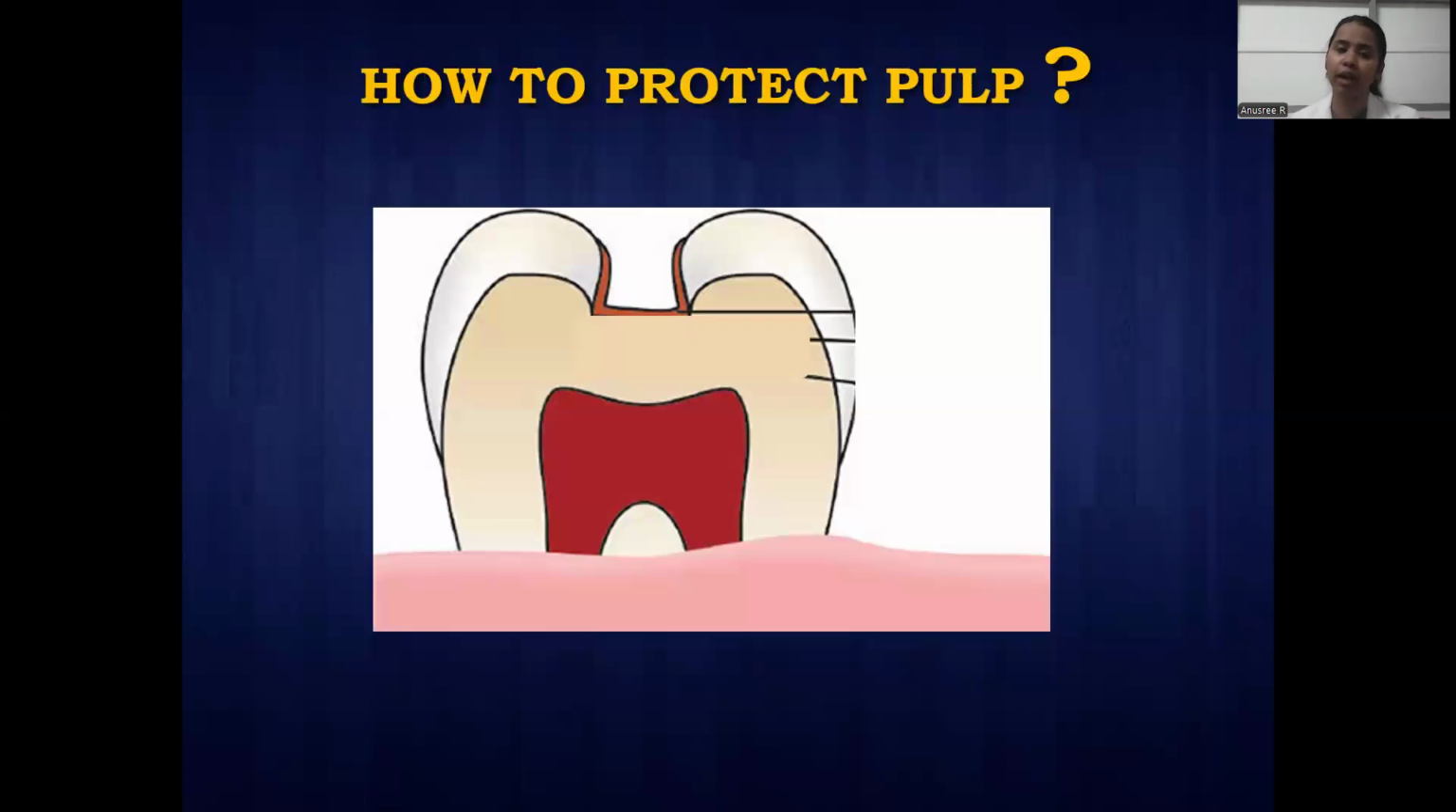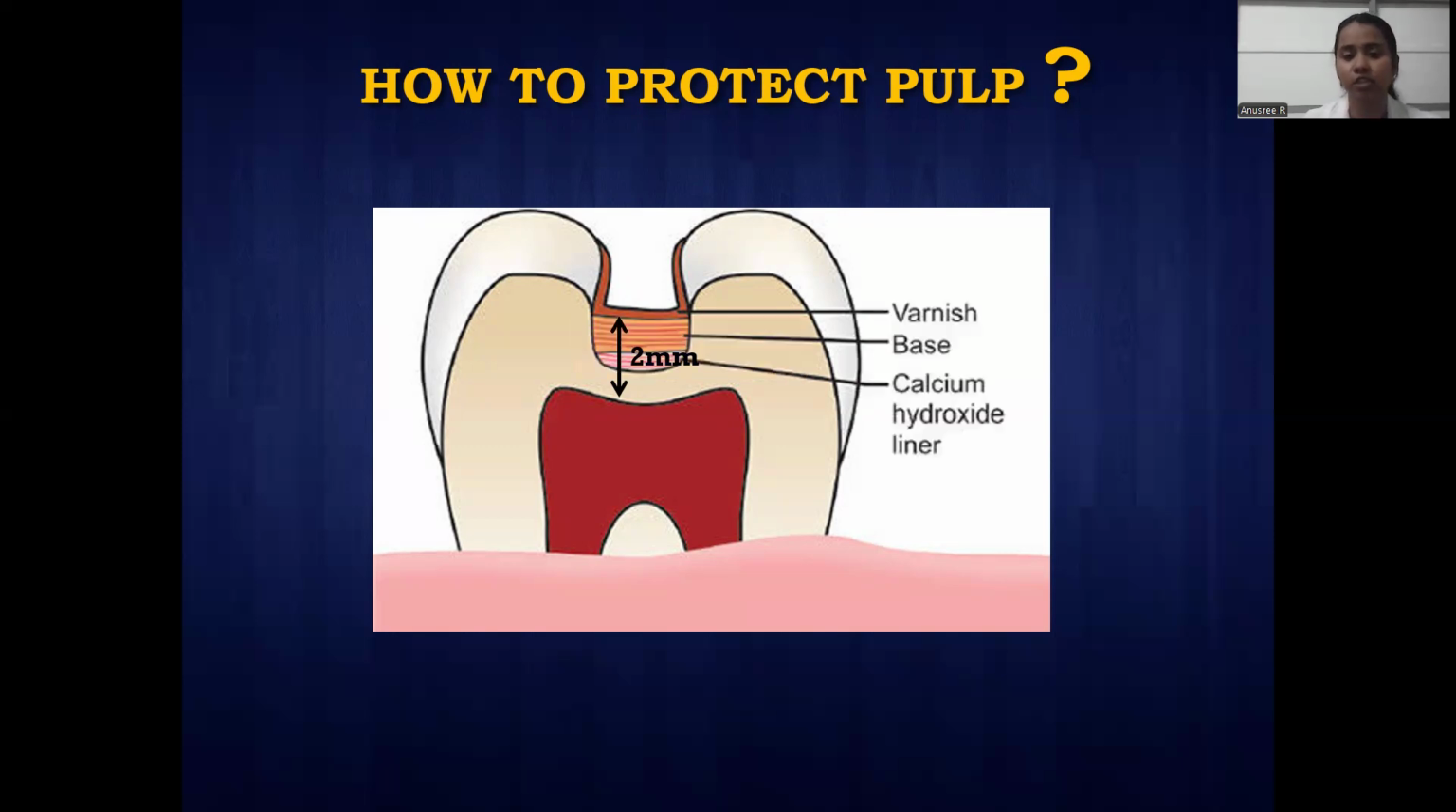Now, how to provide pulp protection? If the remaining dentin thickness between the pulp and the restoration is less than 2 mm, in such cases, we have to provide pulp protection with the help of bases and liners.